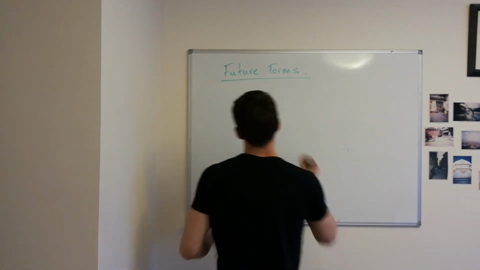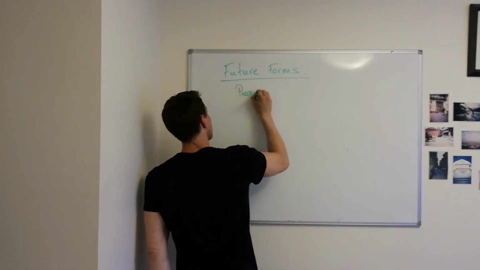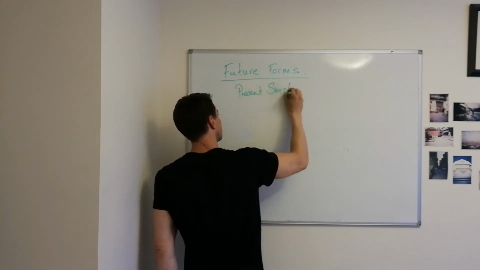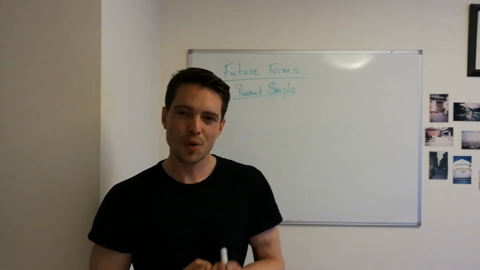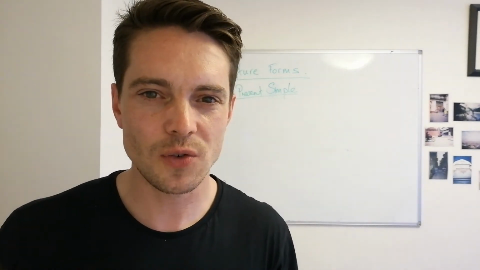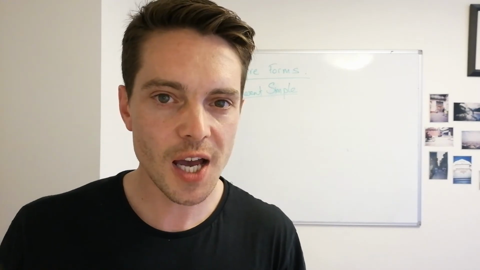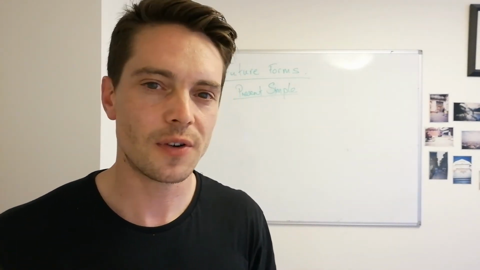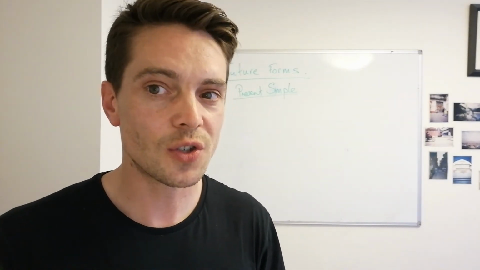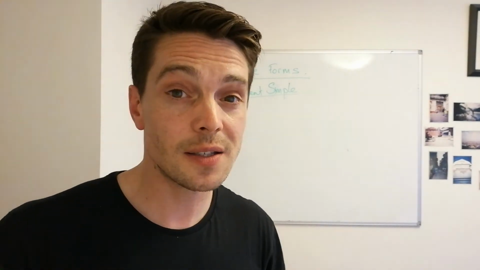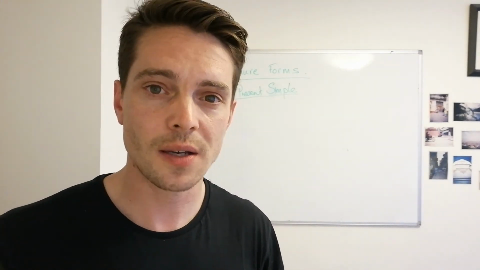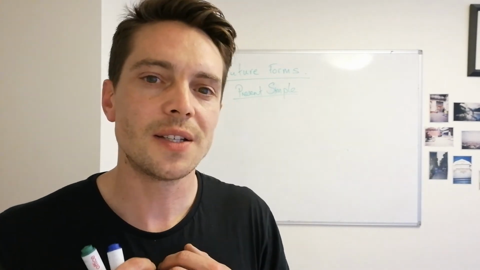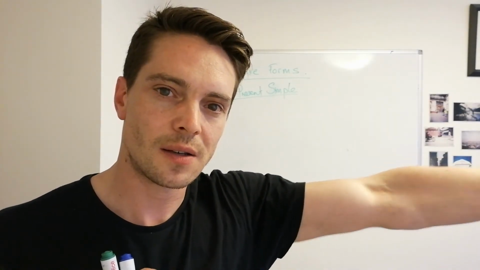The fourth future form is the present simple. Now, the present simple is used to express the future just for official times or scheduled timetabled events. For example, the cinema, your school, trains, at the airport, something official. It's not a time that you decide, but it's a time that somebody else decides.